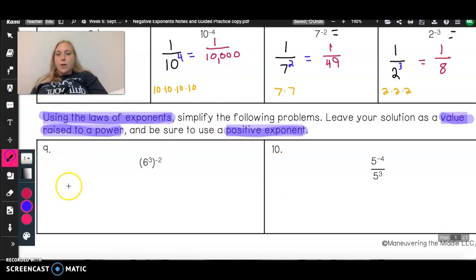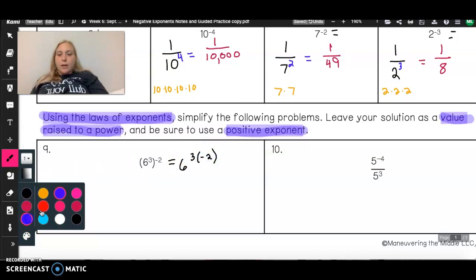All right, so for number 9, first thing we have to take care of, negative exponents always come last in this process. So we're going to look at what other rules are needed. This is 6 to the 3rd raised to the negative 2nd power. That means we have 6 to the 3rd raised up to the negative 2nd power. That's your power rule. And the power rule tells you that you're going to keep the base and you are going to multiply your exponents.